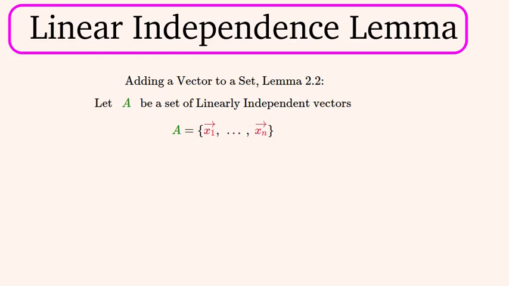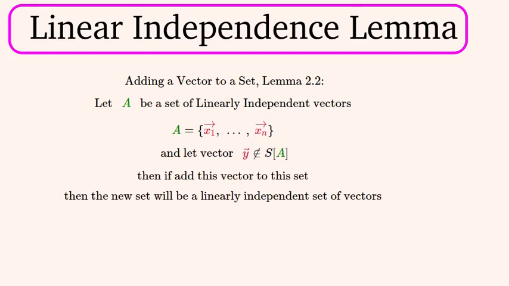So we'll start out with a set of linearly independent vectors called A, which contains n vectors, which are named x1 to xn. Then we'll define this vector y to not be in the span of A, so that it can't be expressed as a linear combination of the vectors in A. So if we add this vector to this set, then the new set will still be linearly independent.